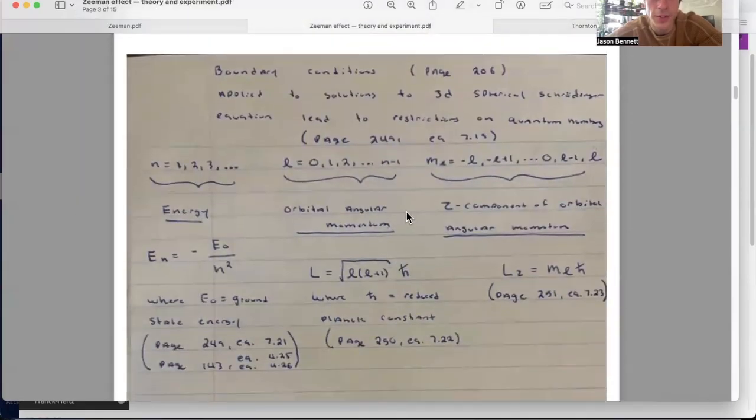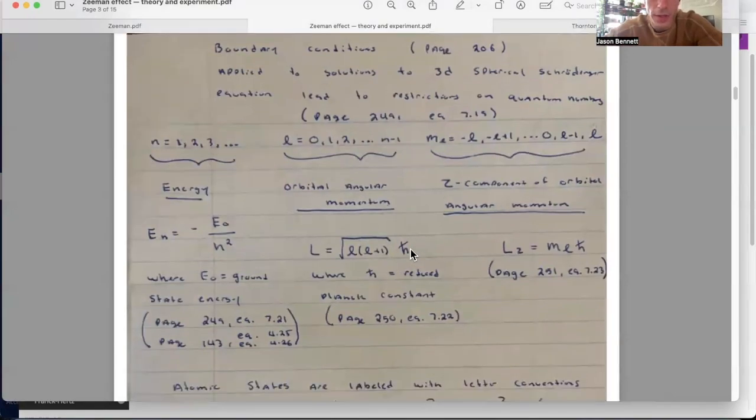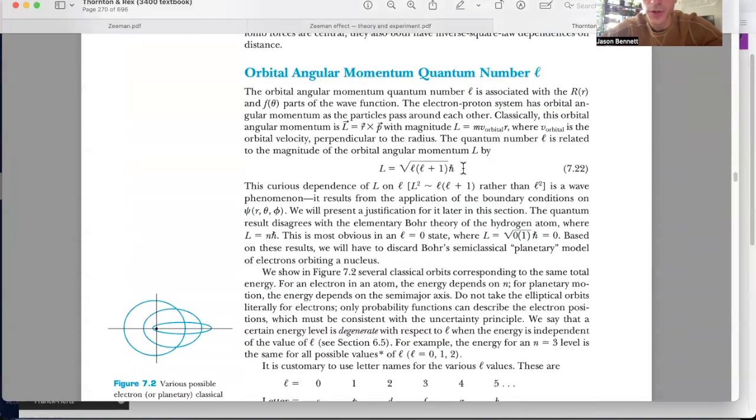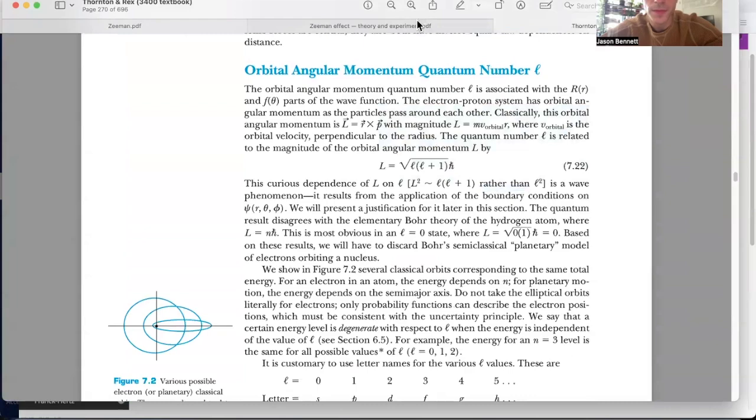And L corresponds to angular momentum. In this particular case, we're talking about electrons orbiting, so orbital angular momentum. And the formula for this, again, comes from the boundary conditions and the solutions to the 3D spherical harmonics, where h-bar is the reduced Planck's constant. So I should have written that as an equation. H-bar is equal to h divided by 2 pi. We'll use that later on. That is equation 7.22 right here.